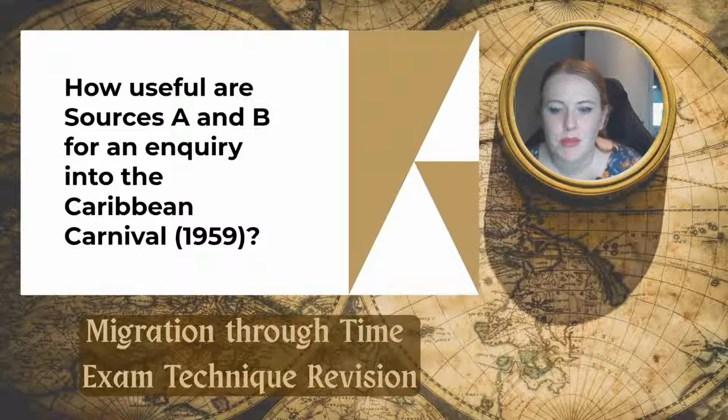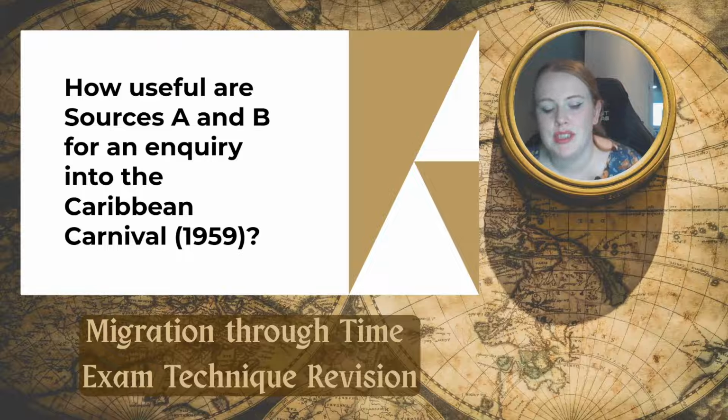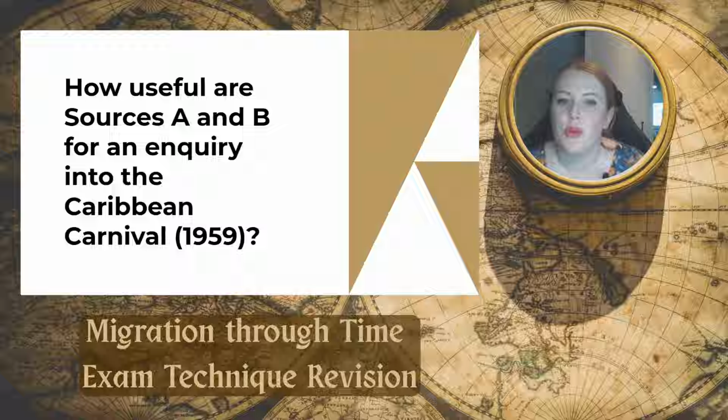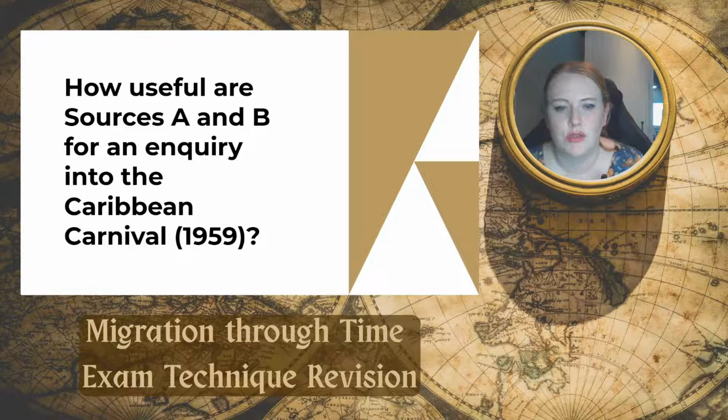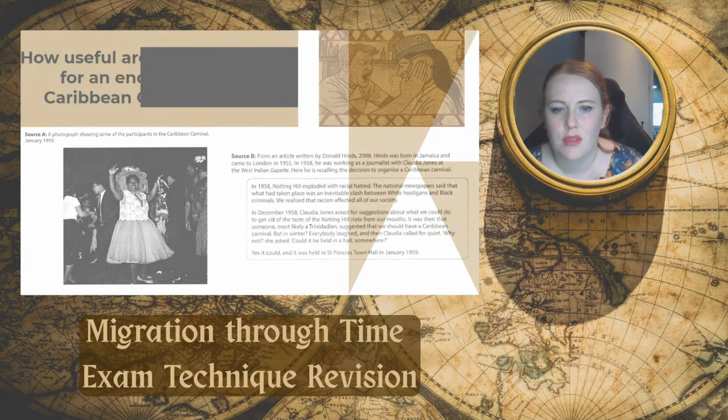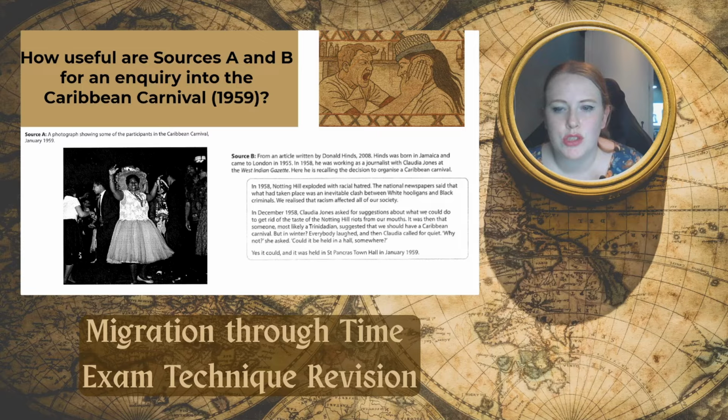Now, when you're looking at source utility, you are going to want to be looking at both the content and the provenance of the source and bringing in a little bit of your own contextual knowledge as well. Content is obviously what is in the source. The provenance is that little bit of information at the top that tells you when and where the source was produced. And contextual knowledge is where your knowledge of the topic is going to come in.